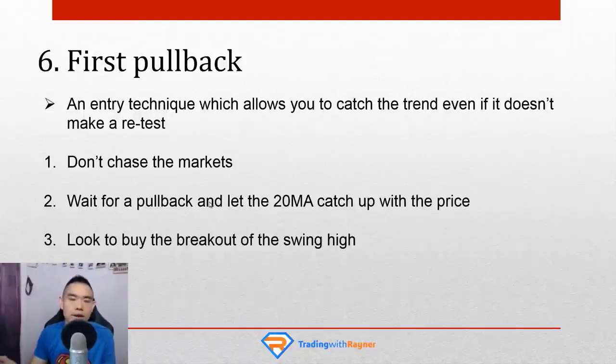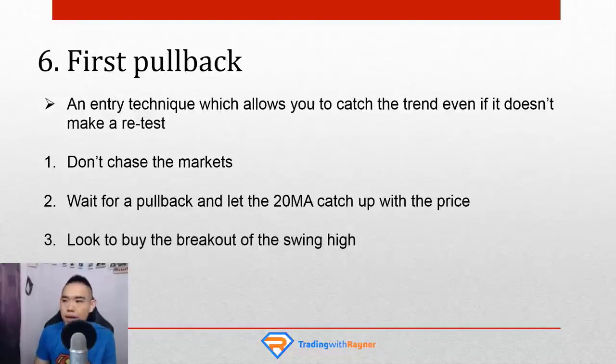So it's fine. You want to look for a pullback, and the key thing about this pullback is, number 1, the range of the candles has to be relatively small. You don't want a pullback to have huge, massive candles, because this tells you that it could be a reversal instead of a pullback. And number 2, you want the 20 period moving average to catch up with the price, to touch the lows of the pullback. And then number 3, you can look to buy the breakout of the swing high.